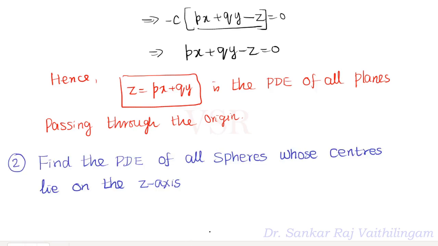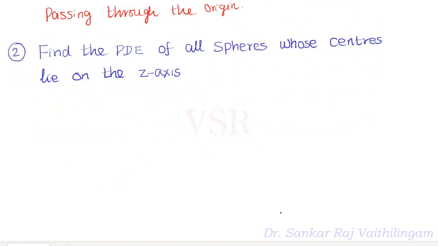Okay, now let us go to the second problem. Find the PDEs of all spheres whose centers lie on the z-axis. So the solution: we know that the elements on the z-axis are of the form the set of all (0, 0, a) where a belongs to R. So this is the real line as the z-axis.